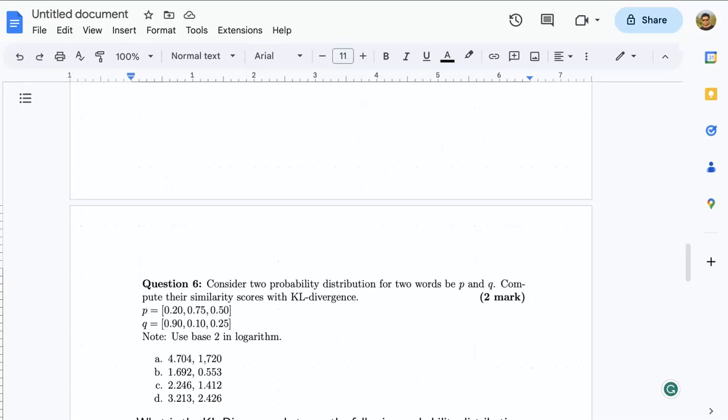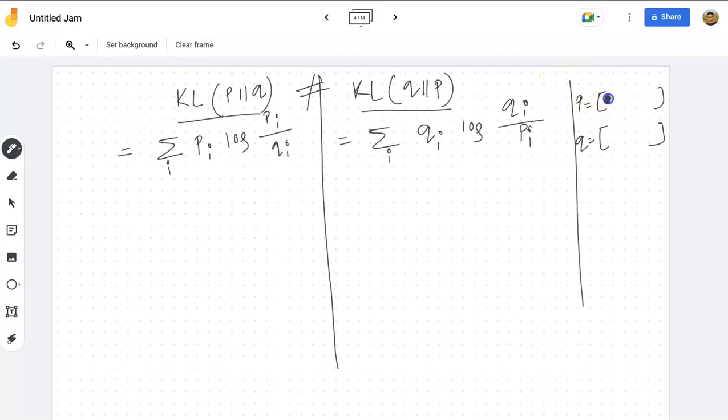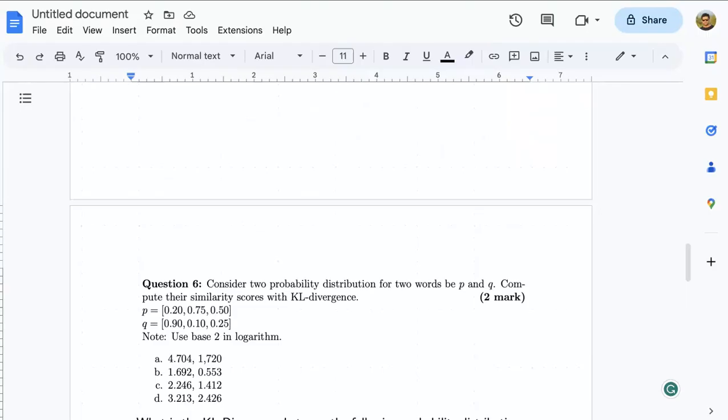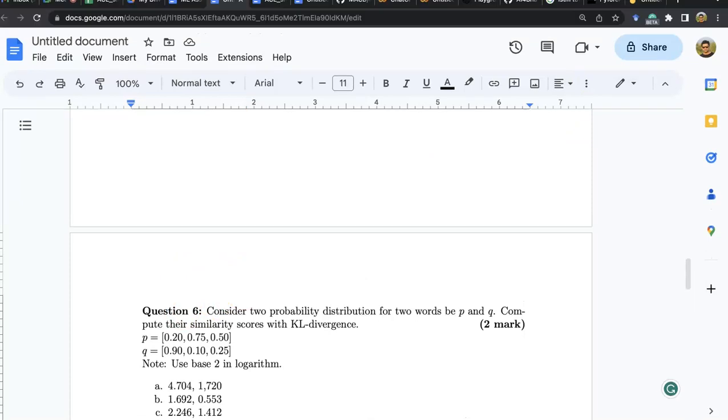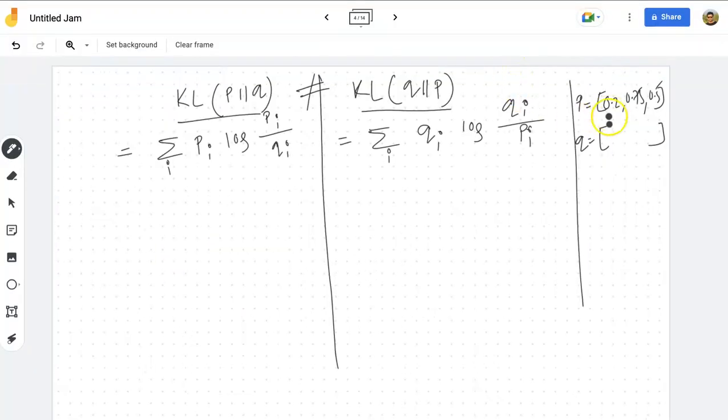For P the points are 0.2, 0.75, 0.5. And for Q it is 0.9, 0.1, 0.25. So basically there are 3 points. So let's calculate for this one only.